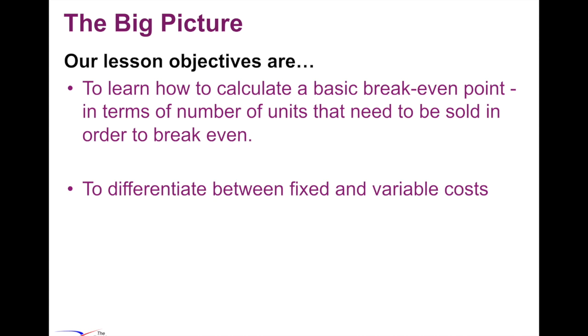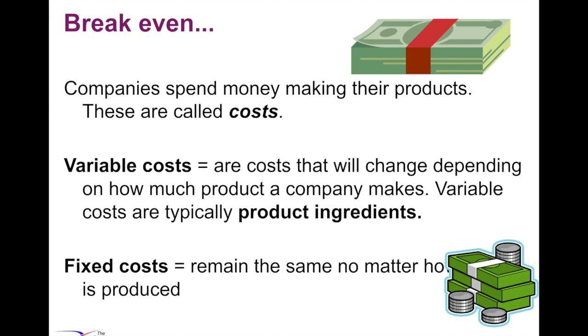Now, in order to do this, you need to be able to differentiate, which means tell the difference between fixed costs and variable costs. As you know, companies spend money making their products, and this money is called costs. Variable costs are costs that change depending on how much stuff you make. And usually these are product ingredients.